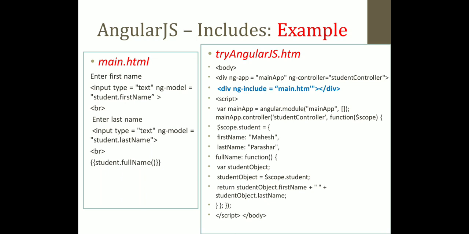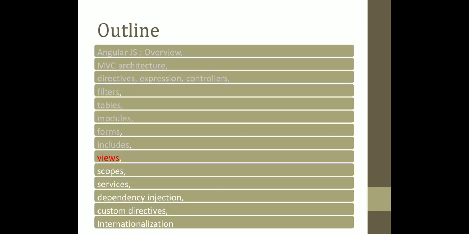The variable student object. We have created a variable student object, and with this object we are accessing the full name, like student object equals $scope.student, and return student object first name plus, as it is a string, we are concatenating plus student object dot last name. Okay, and ending the script and body tags.